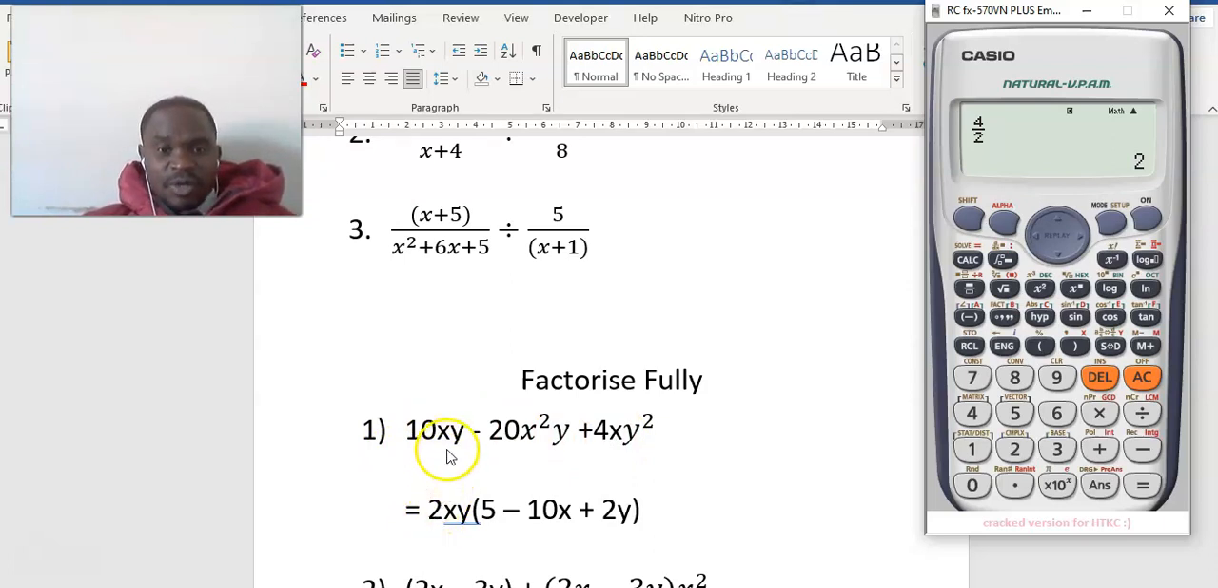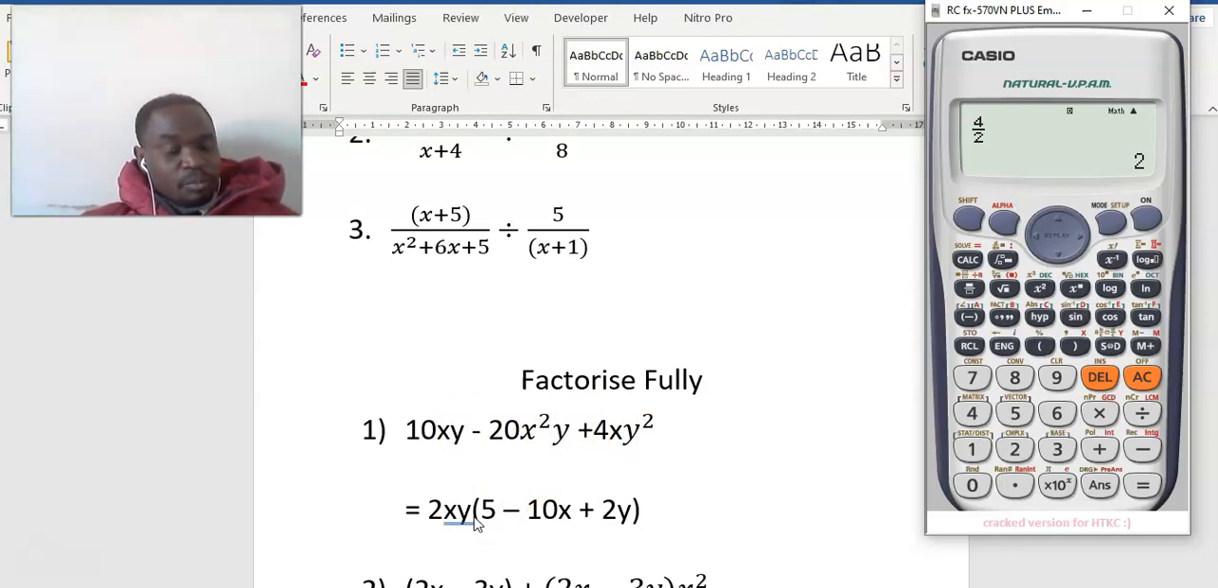Then let's move on to x. x is common. We can't take x squared because x squared cannot divide this one. So for x, you take the one with the smallest exponent. So x is a factor. Then if you check y squared, I'm going to take the one with the smallest exponent. So y is also a factor.